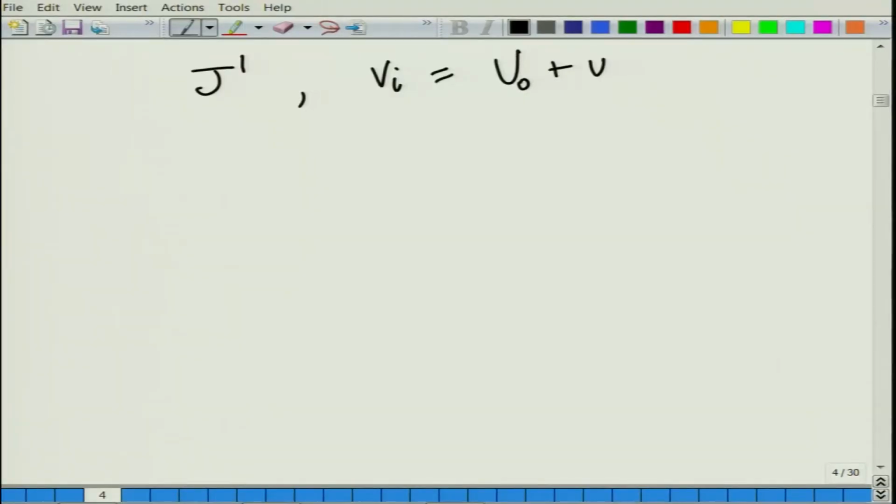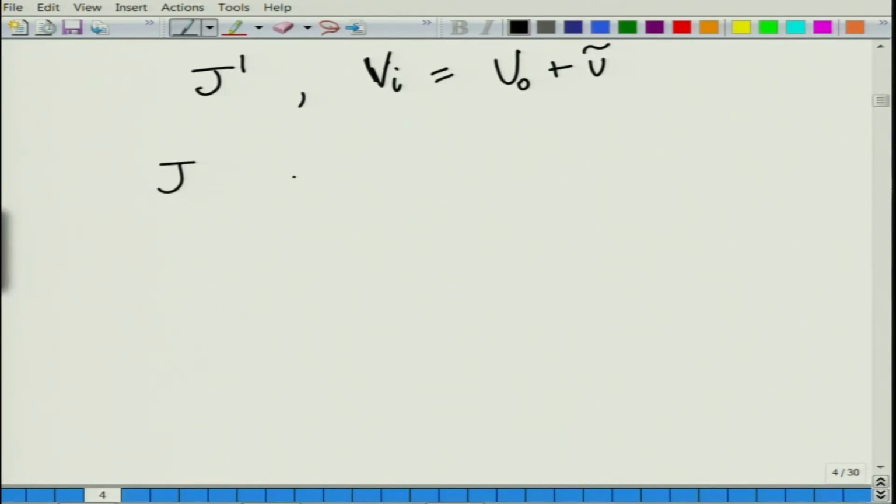So, let us focus back on this equation. Vi is the sum total of your u naught, the mean flow velocity, and your small perturbation velocity. We also used to call it u tilde. I will retain the same convention. So, what happens then to the perturbation stagnation enthalpy?